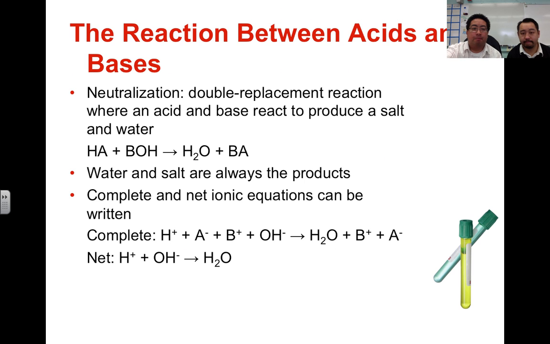Here we go. Reactions between acids and bases result in neutralizations. This is a specific kind of double replacement reaction where an acid and a base react to produce salt and water. So every single time an acid and base cancel each other out, you will produce salt and water. The classic vinegar and baking soda, that crusty white stuff left over, is salt.